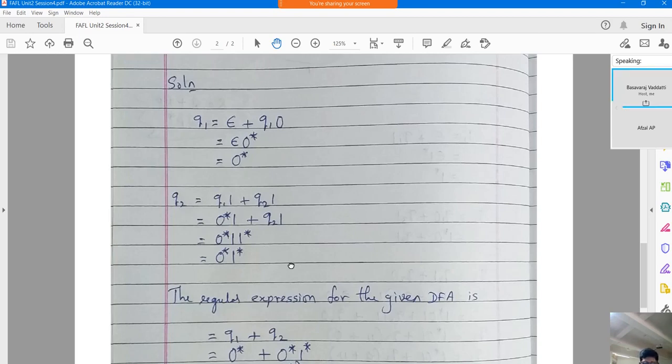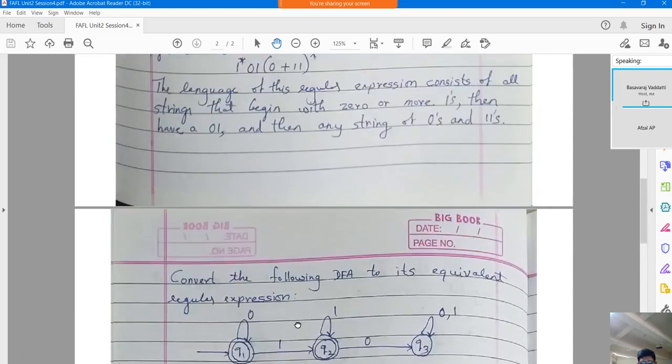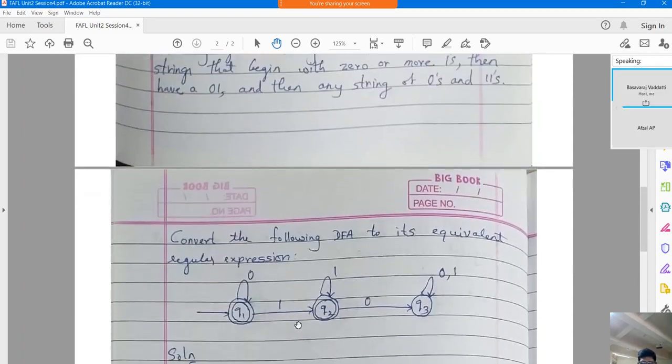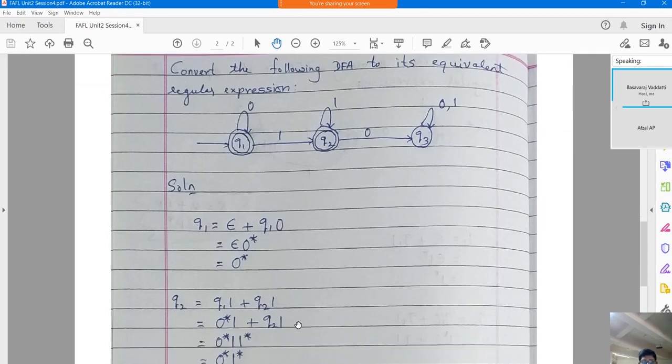Now, one important observation we want to make here is that there are two final states, Q1 and Q2. The regular expression corresponding to the DFA is given by the union of the regular expressions corresponding to Q1 and Q2. Any doubts here, please? We got Q1 and Q2. Now we are going to find the union of Q1 and Q2 because they are the final states.